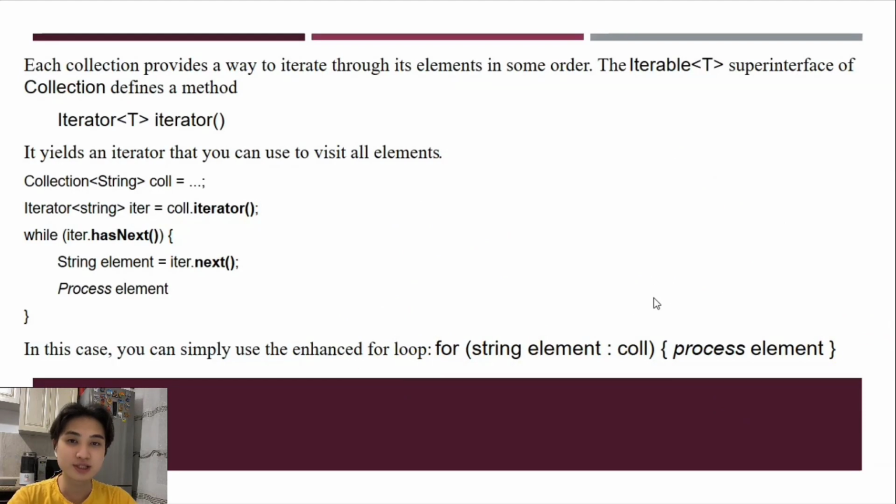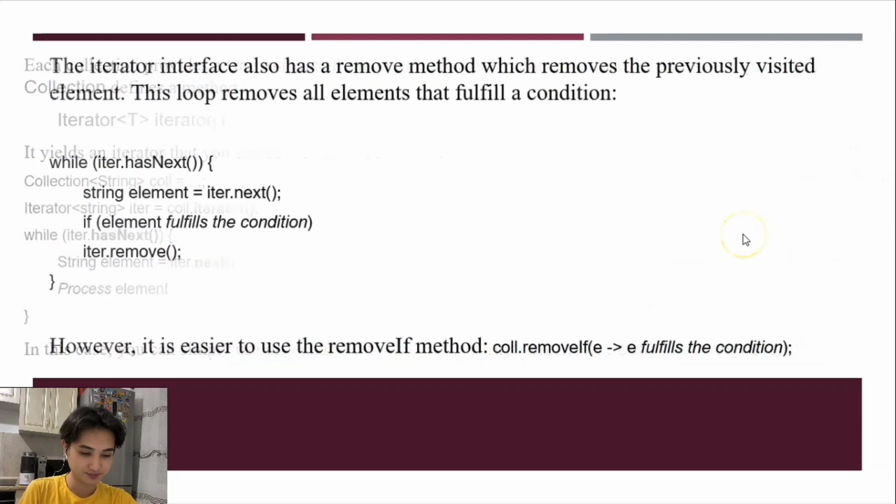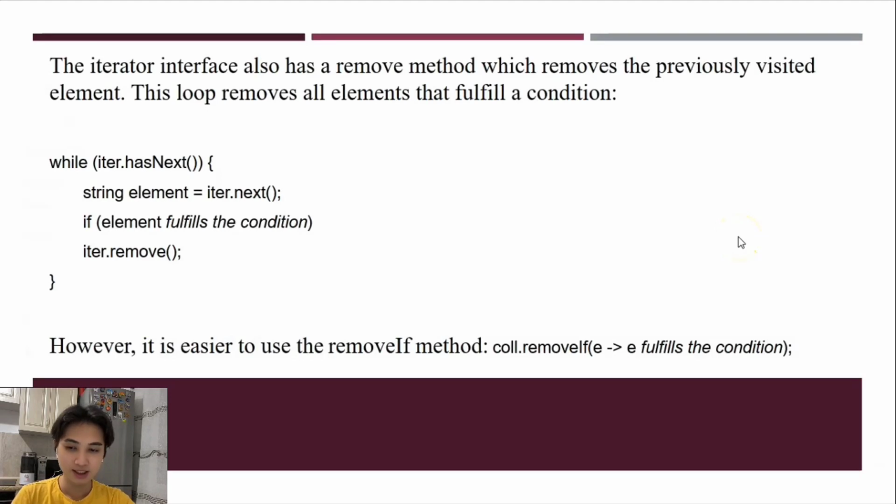For any object c of a class that implements the Iterable interface, the enhanced for loop is translated to the preceding form. The Iterator interface also has a remove method, which removes the previously visited element. This loop removes all elements that fulfill a condition.